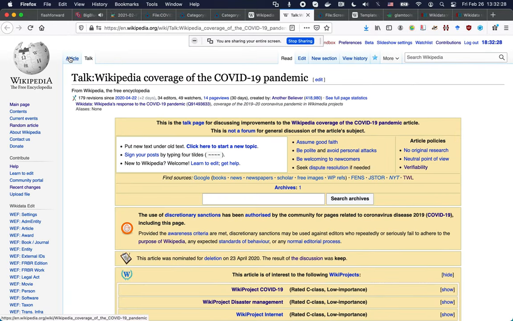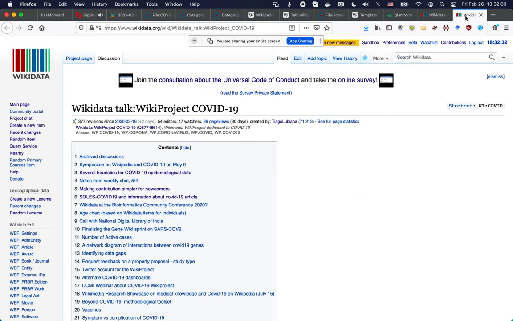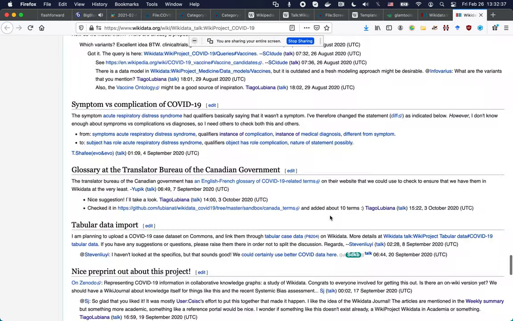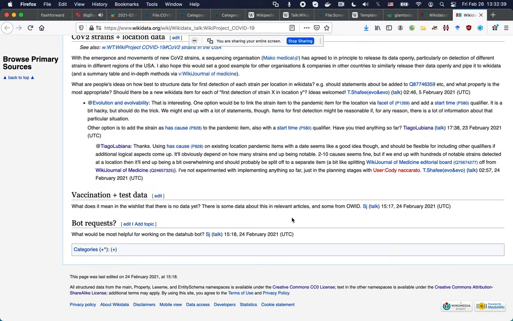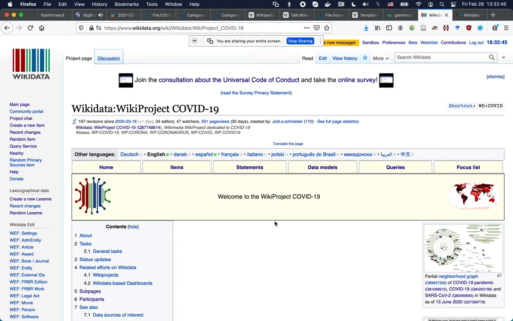So about this article, you can discuss on its own talk page. And then the same goes for this COVID-19 wiki project. There is a talk page where you see the latest entry is just 2 days ago. Then people can discuss things there.